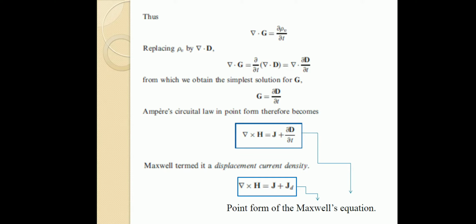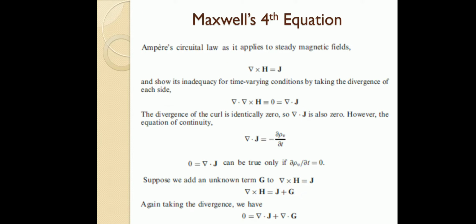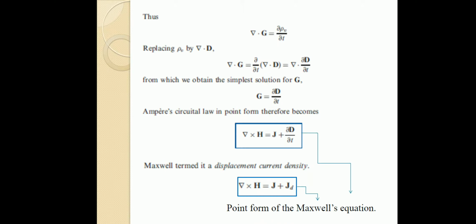So we can write the expression as del cross H is equal to J plus J_D, which is equal to J plus dou D by dou t. So that is called Maxwell's fourth equation in point form.